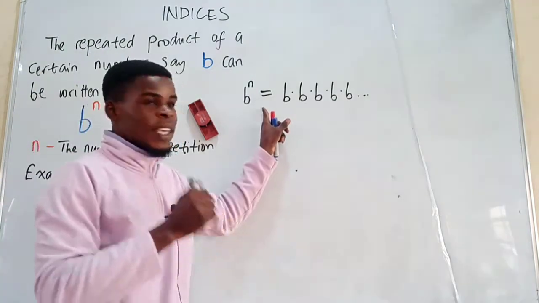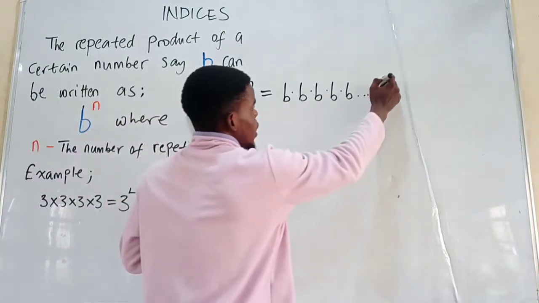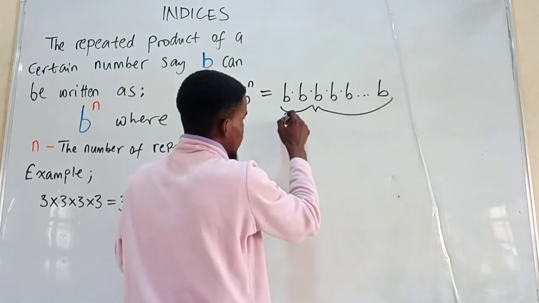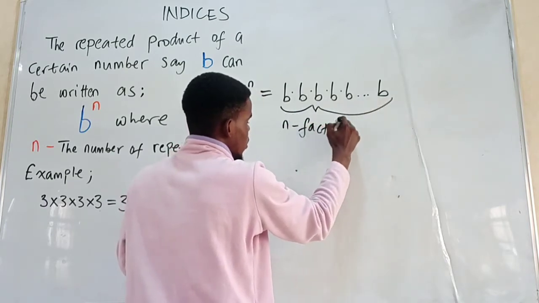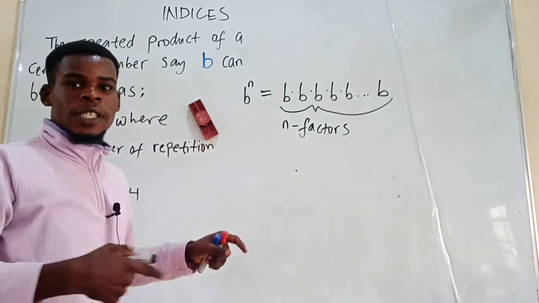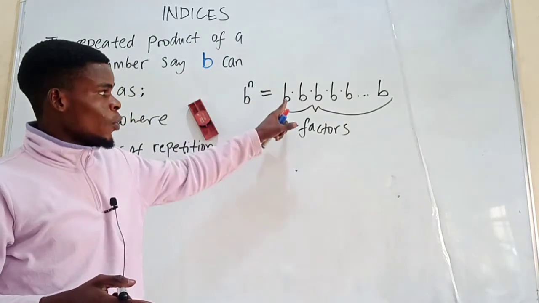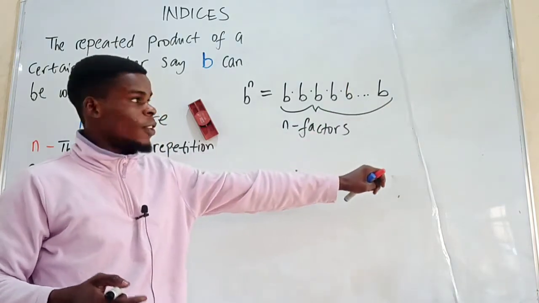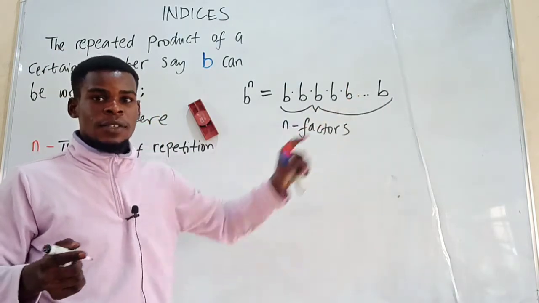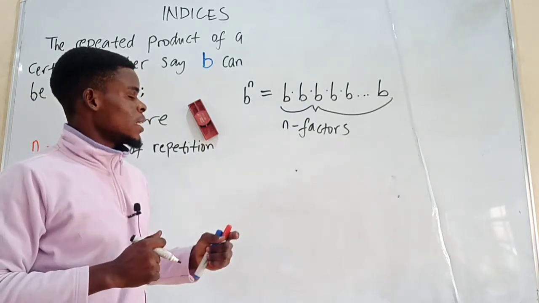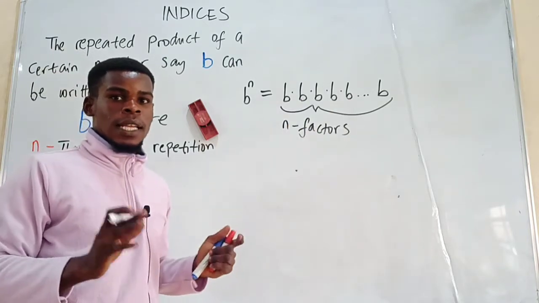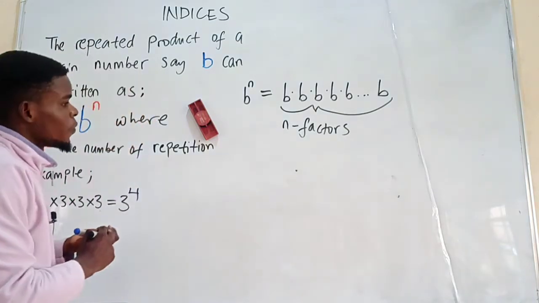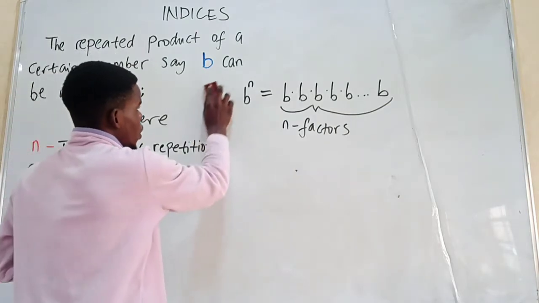Here we'll be having n b's, till b, where the whole of these are the n factors. That is b times b times b till n times. So if n is 5, we're going to have b times b times b times b times b, just 5 times, so there will be no need for the other part. If n is 6, we're going to multiply 6 b's together. So we call these the n factors. Maybe I'll just give us a few examples and we're going to see how we will go with them.